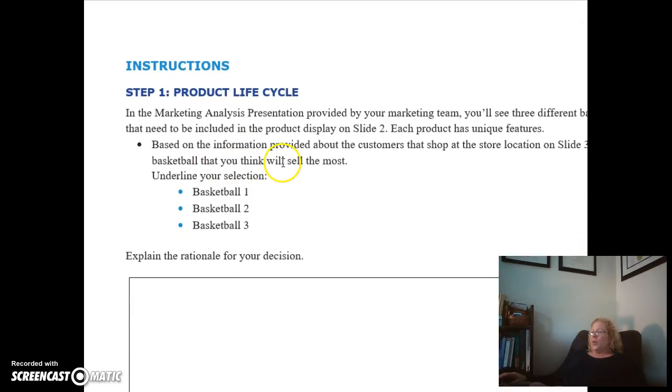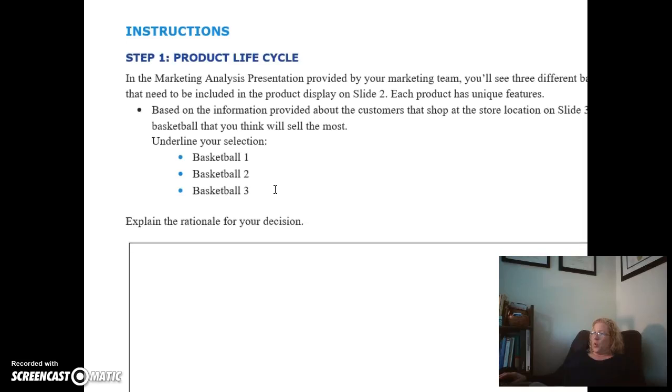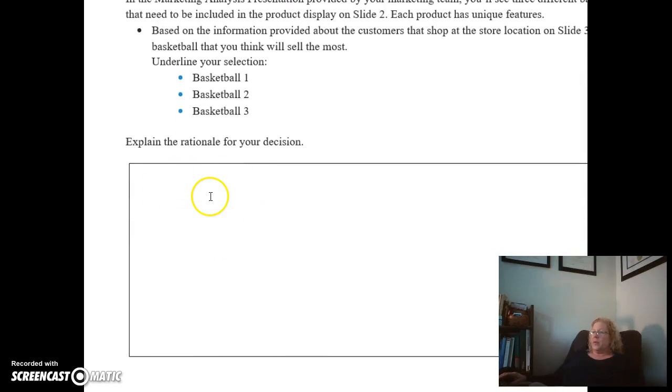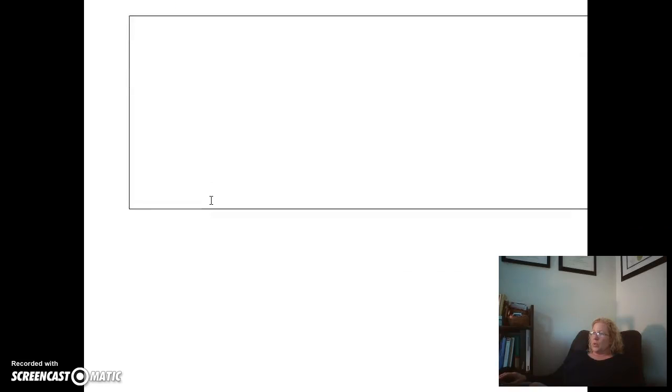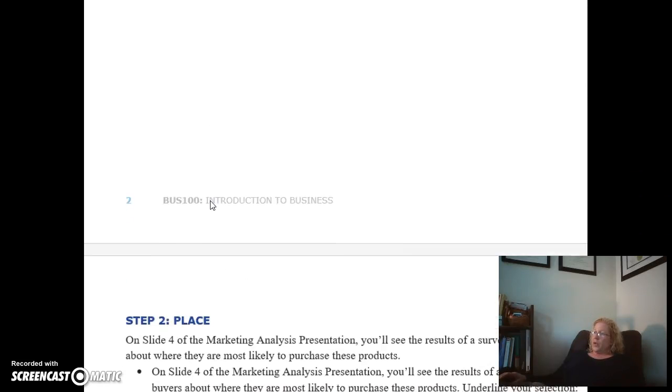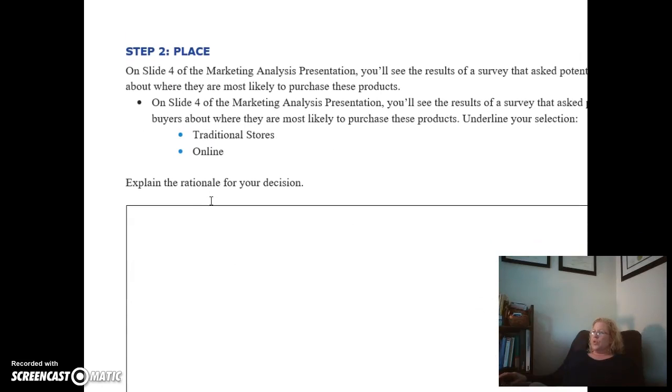Step 1, you are going to select the basketball that you think is going to sell the most, based on the information that you learned from reading the marketing report, and explain the rationale for your decision. Of course, you'll use the marketing report as one of your sources, but you might also use additional sources to help you formulate your answer, and make sure for any source that you use that you provide a citation and reference.